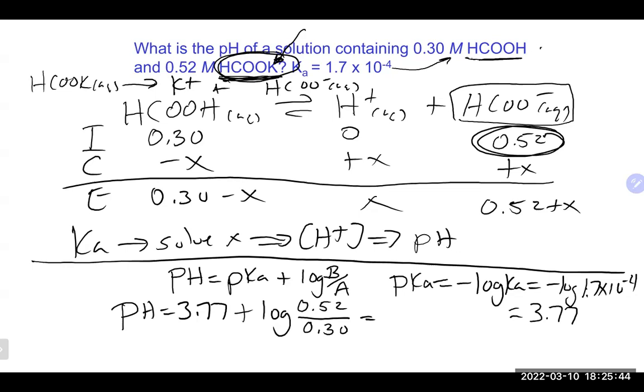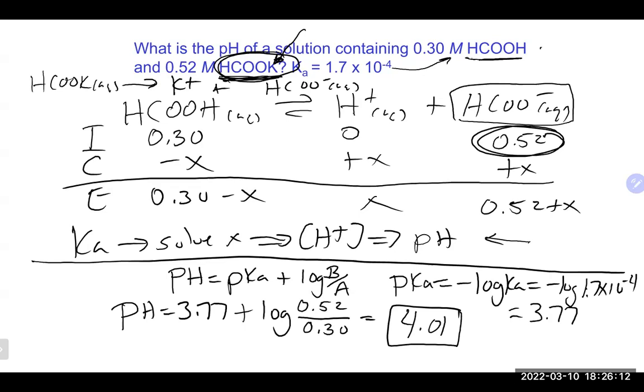Plus 3.77. Looks like a 4.01 in this case in terms of our pH. Again, if you took the ICE table approach, you should end up with the same. So you really do have options, not one right way or wrong way. It's just really your personal preference as to how to do it. Any questions on common ion problems here?